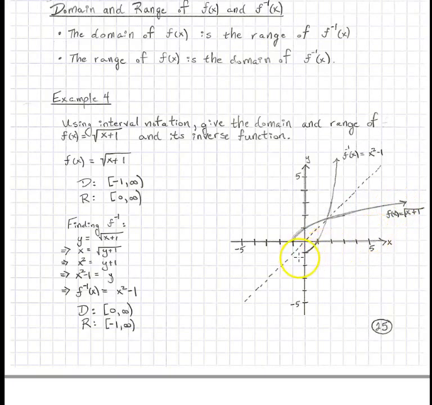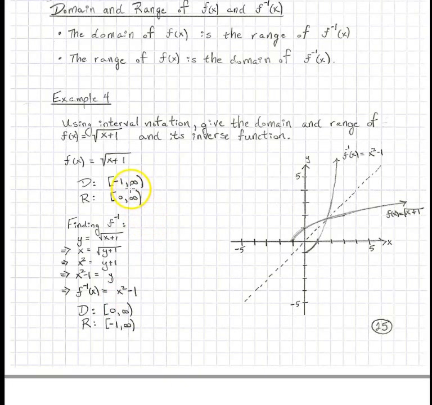So you should be able to quickly see what its inverse would look like, but to find its inverse, we replace f of x with y, so we have y equals square root of x plus 1. Switch x's and y's, so x equals square root of y plus 1. Solve for y. So to solve for y, we square both sides. x squared equals y plus 1. Subtract 1 from both sides. x squared minus 1 equals y. So that is our f inverse now. f inverse of x is x squared minus 1.